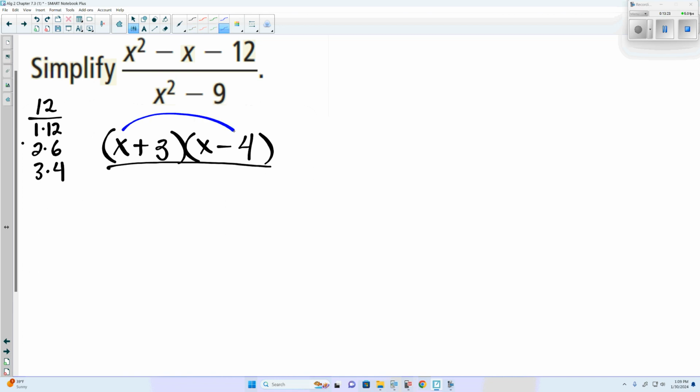And we can check this here. X times negative 4 is negative 4x. 3 times x is plus 3x. Negative 4x plus 3x is negative 1x, negative x. So we get this here.